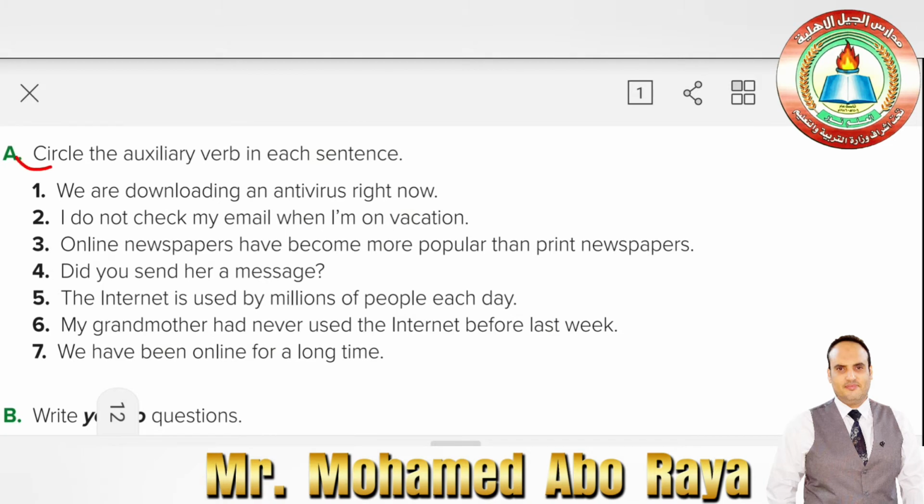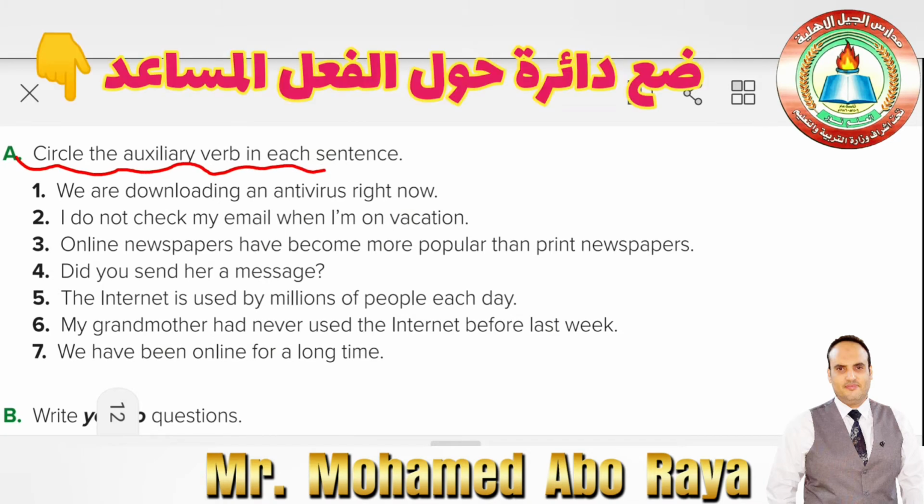Now, circle the auxiliary verb in each sentence. Number one, we are downloading an antivirus right now. Where is the auxiliary verb here? Yes. Thank you very much. The auxiliary verb here is are.